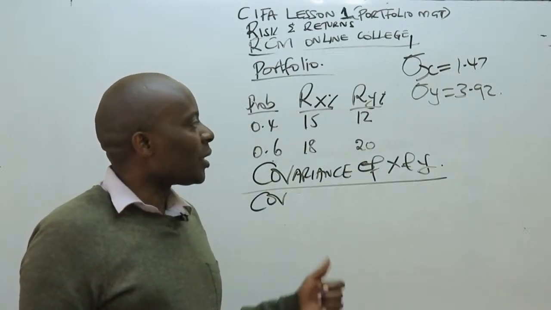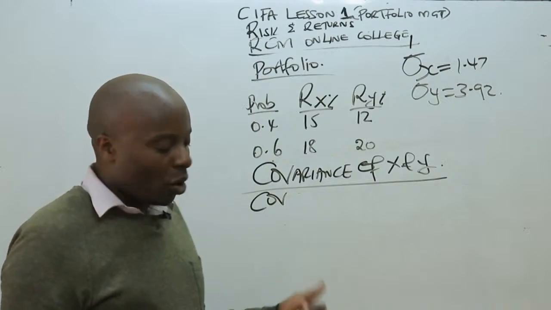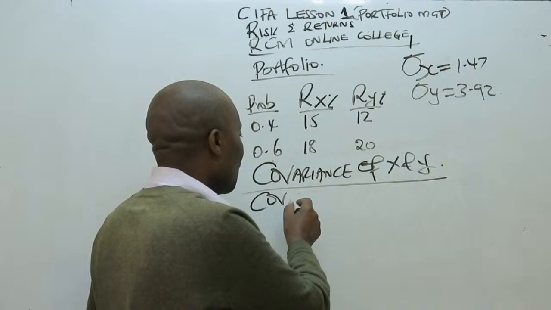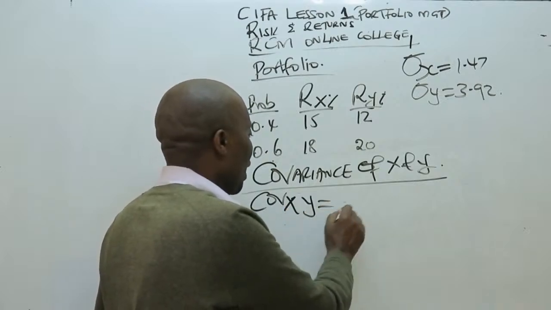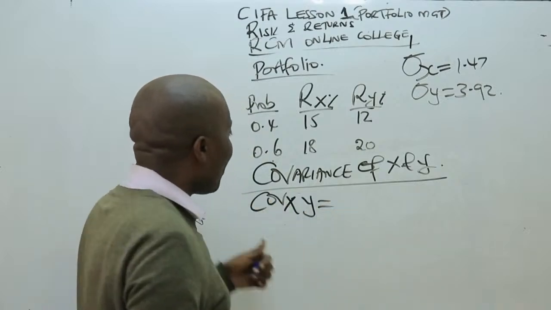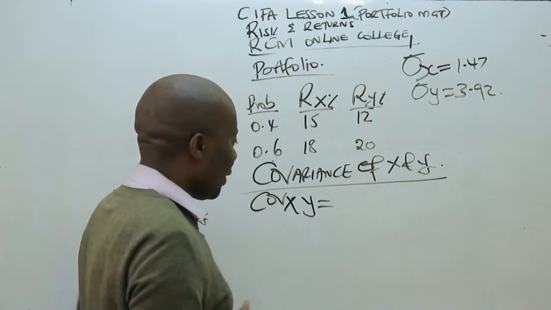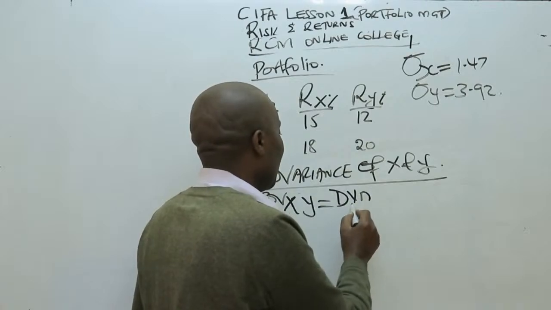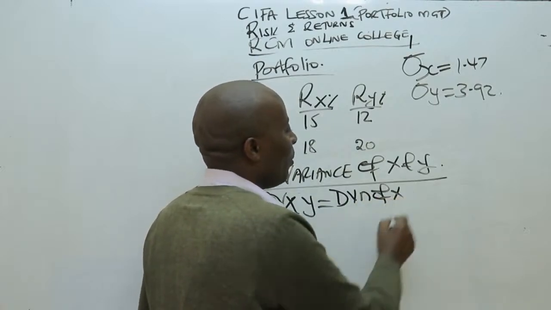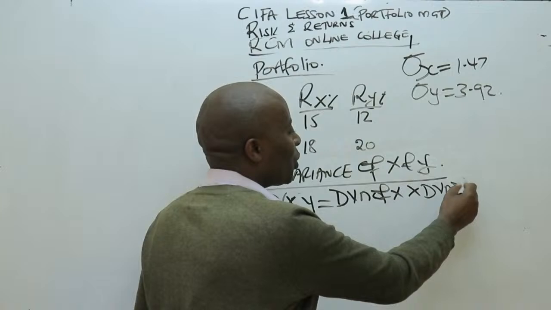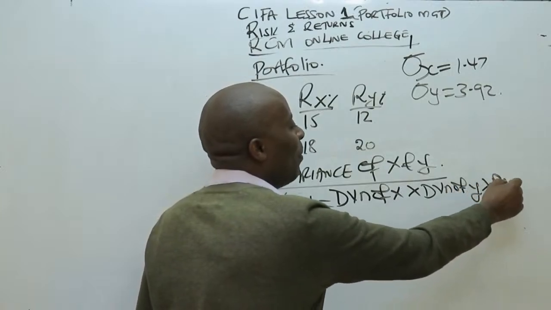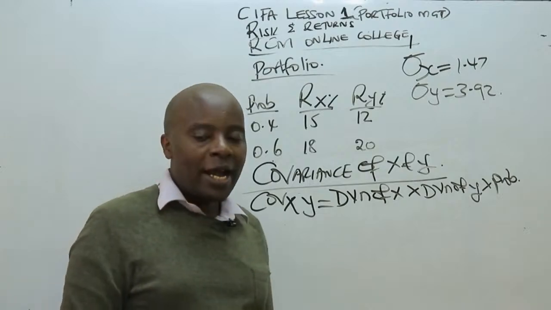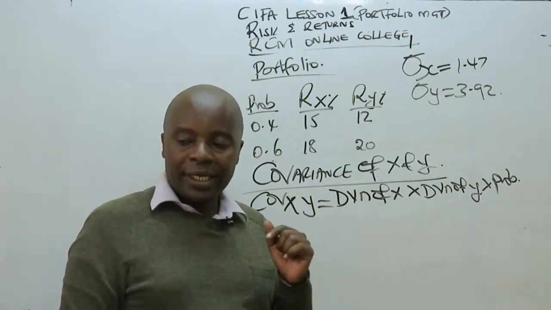Covariance is the shared variance. Ladies and gentlemen, this covariance between the two securities here, how will I be able to get the covariance between these two securities? It's quite easy. What I need to do is to work with the deviation of X multiplied by the deviation of Y times the probability.